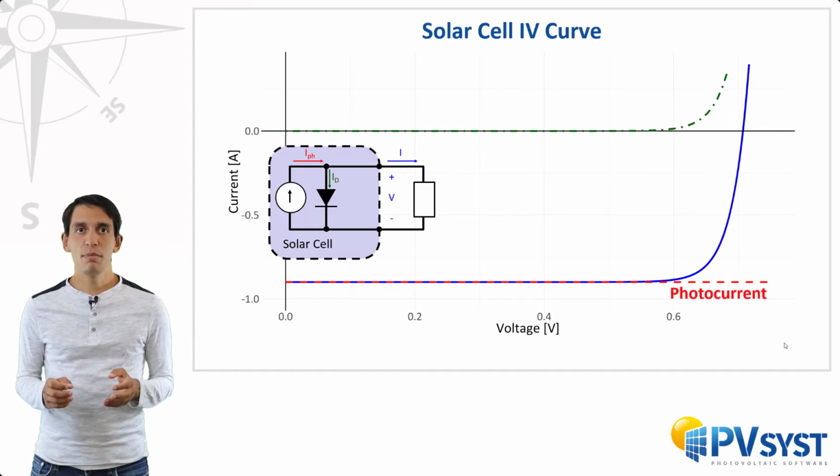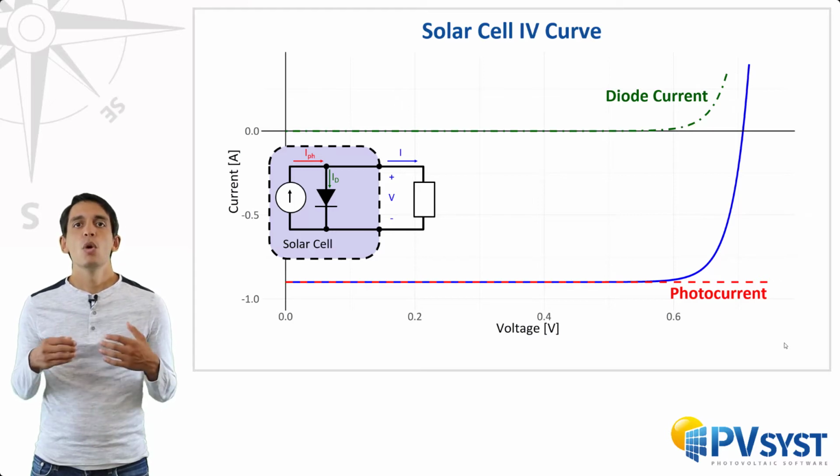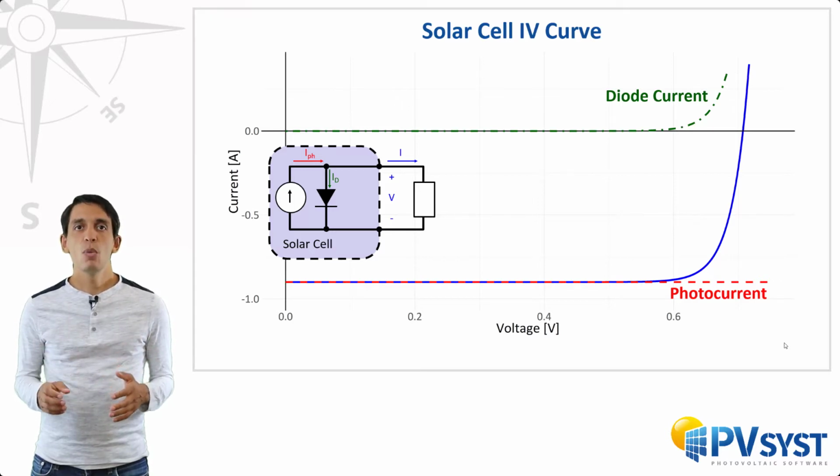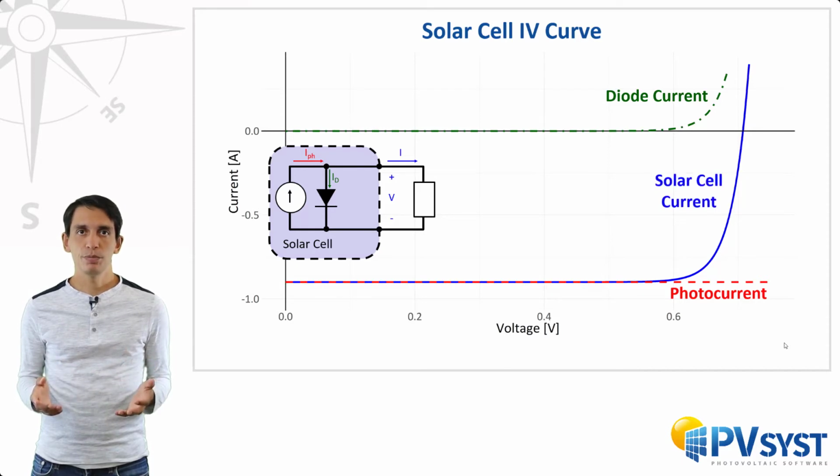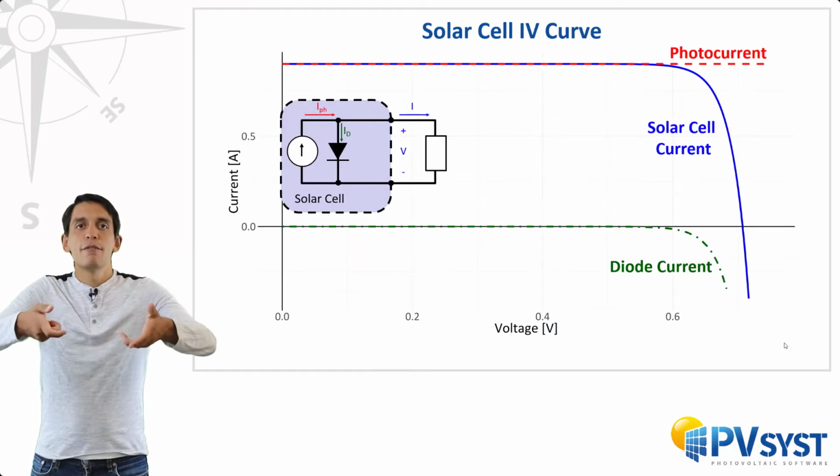The photocurrent can be modeled by a straight line. The diode current is the same plot we showed you at the beginning of this lecture, but now in green. When we sum these two currents together, we get the solar cell current in blue. We consider the photocurrent to be positive and the diode current to be a loss, so we're going to invert this plot.